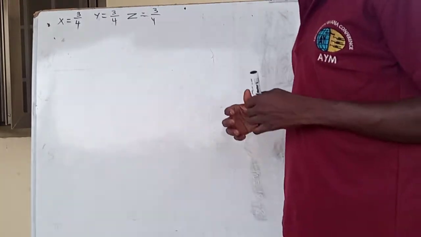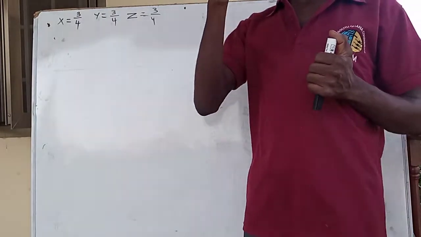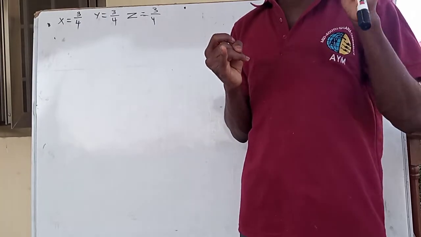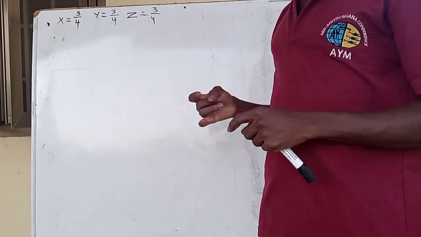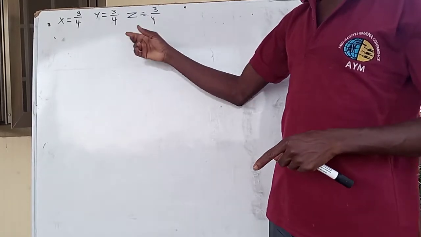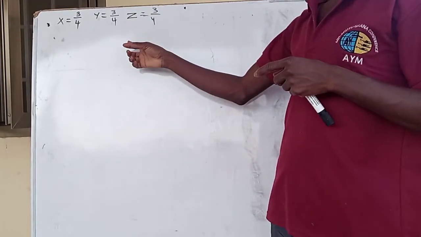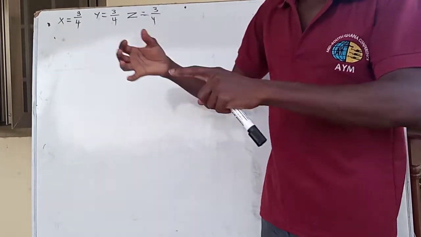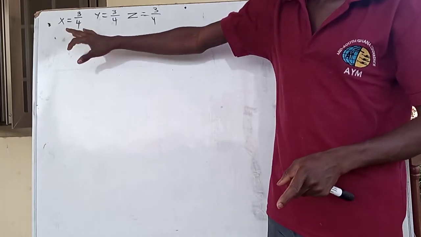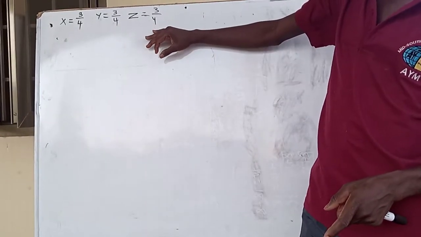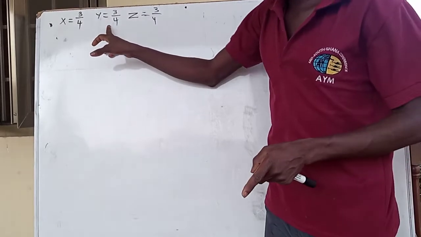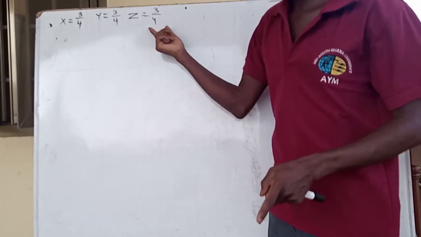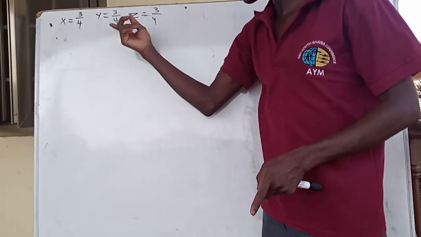We have 3 seeds, right? We are finding the probability that only one will germinate. Here, it can be that X will germinate and the remaining 2 will not germinate. It can also be that Y will germinate and X and Z will not germinate. And it can also be that only Z will germinate and X and Y will not germinate.